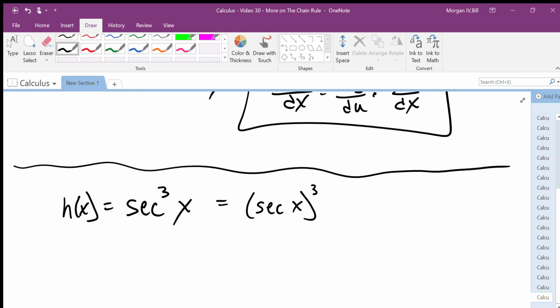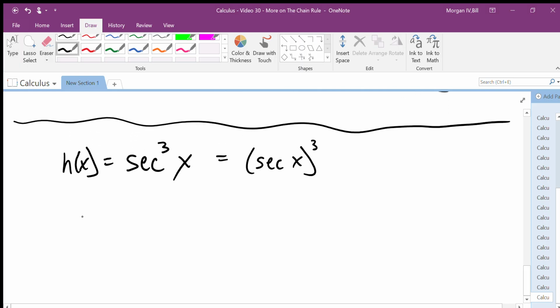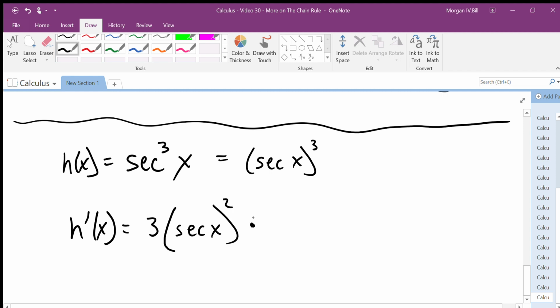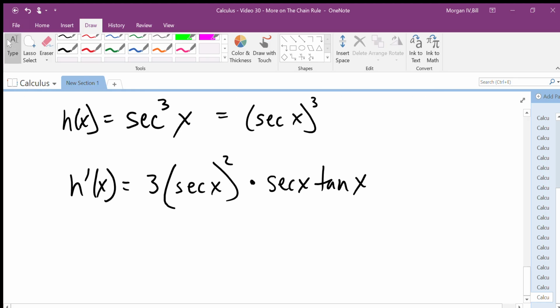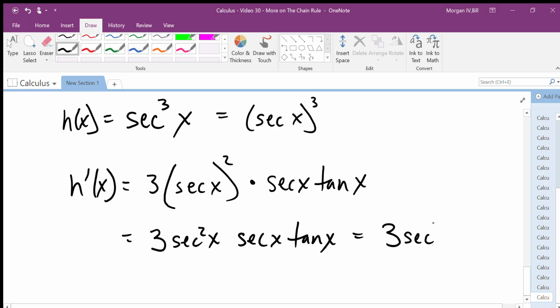Pause the video, see if you can find the derivative. All right, we should be getting h prime of x is equal to, bring the 3 down, leave the inside function, the g of x function, now to a power of 2, times the derivative of secant of x, which is secant of x tan x. And if I rewrite this, this is 3 secant squared of x times secant of x tangent of x, which is 3 secant cubed of x tangent of x.